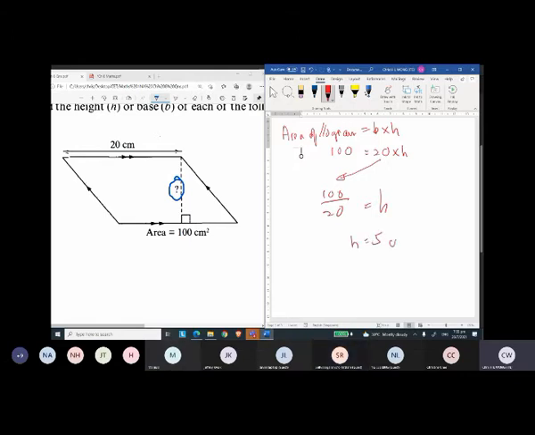5 cm. 5 cm what? That's only the height. Because it's just a height only, right? So you cannot put square. No square, no cube. Okay, no square, no cube.